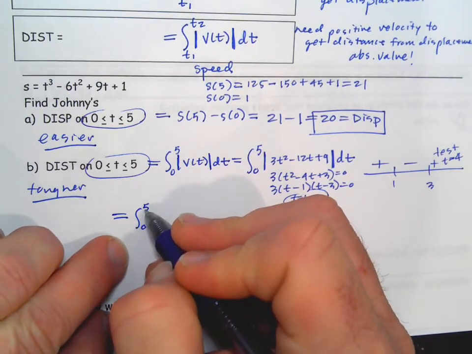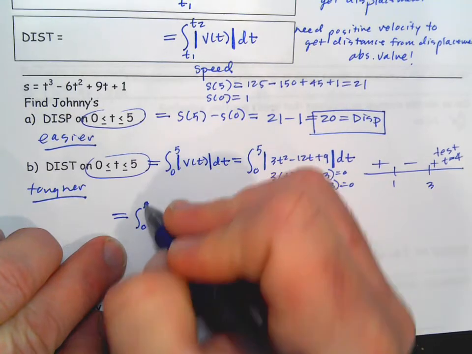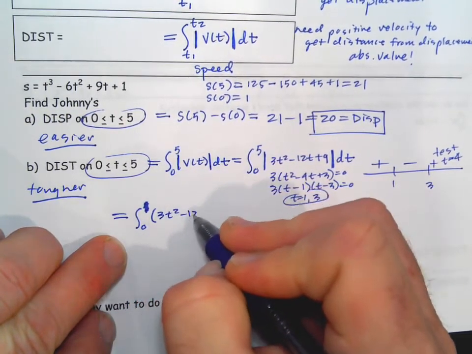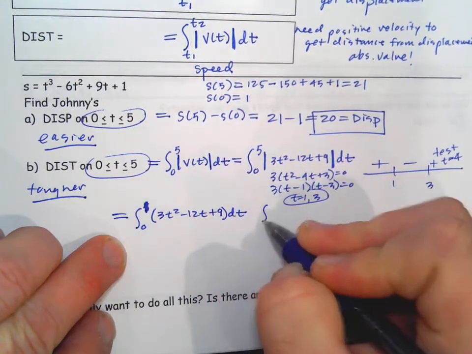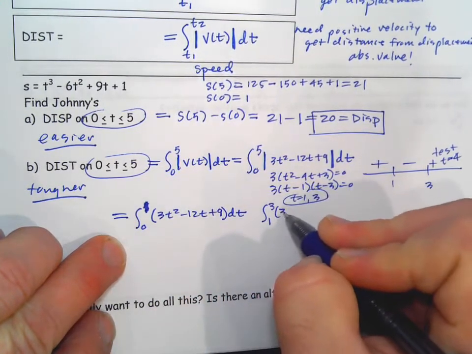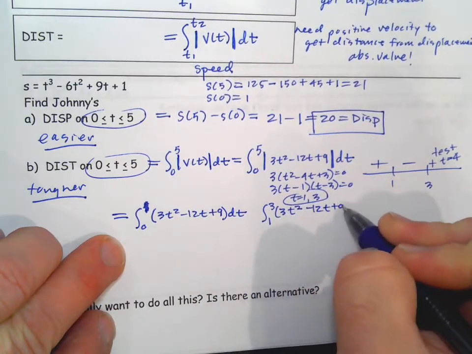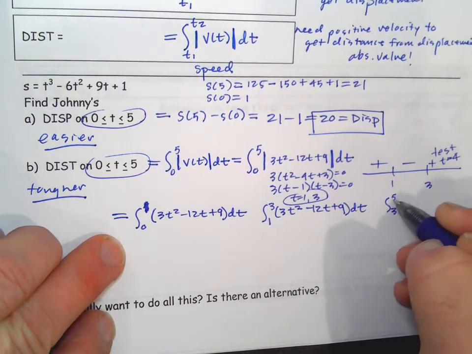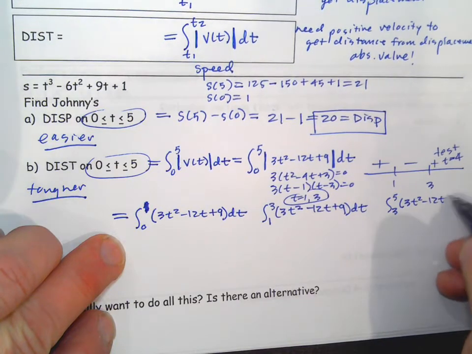integrate 0 to 5. 0 to 1, drop the absolute values, 3t squared minus 12t plus 9. And then we're going to do 1 to 3, drop the absolute values, 3t squared minus 12t plus 9. And then 3 to 5, drop the absolute values, put parentheses still, 3t squared minus 12t plus 9.